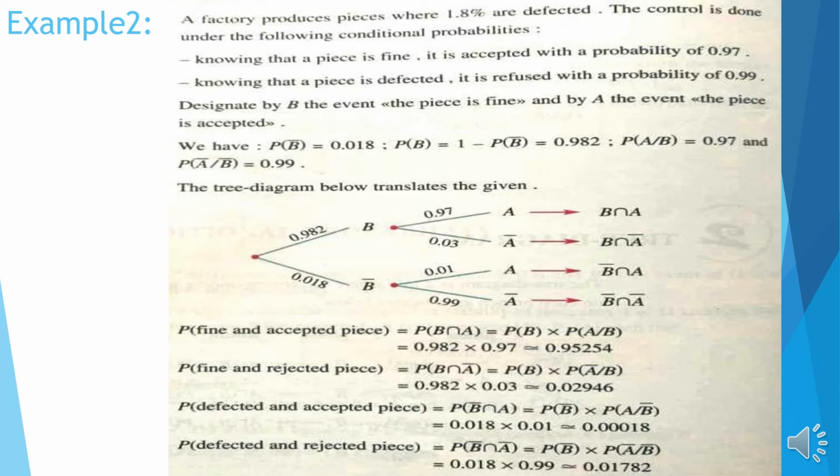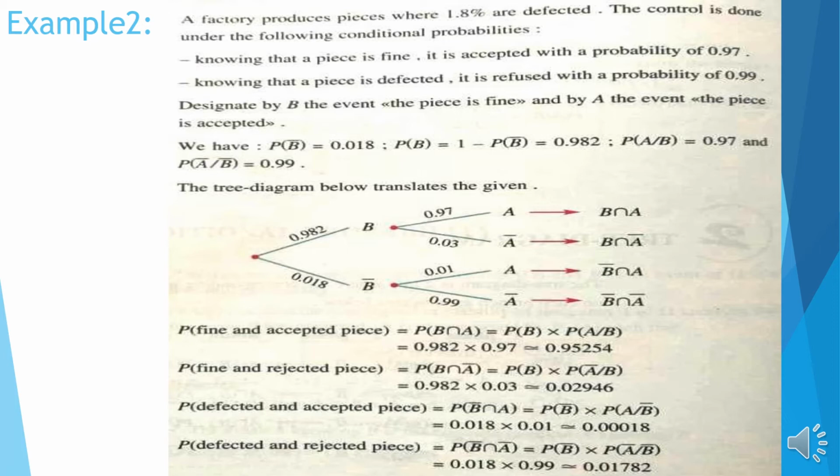Fine and rejected piece, meaning not accepted, rejected piece, meaning A bar. So here you notice B intersection A bar is a fine and rejected piece, we rejected it. What is A? Notice A is the event that the piece is accepted. What is not A? The piece is rejected. So when we say fine and rejected piece, we are taking B intersection A bar. And you can see the answer from the tree diagram.